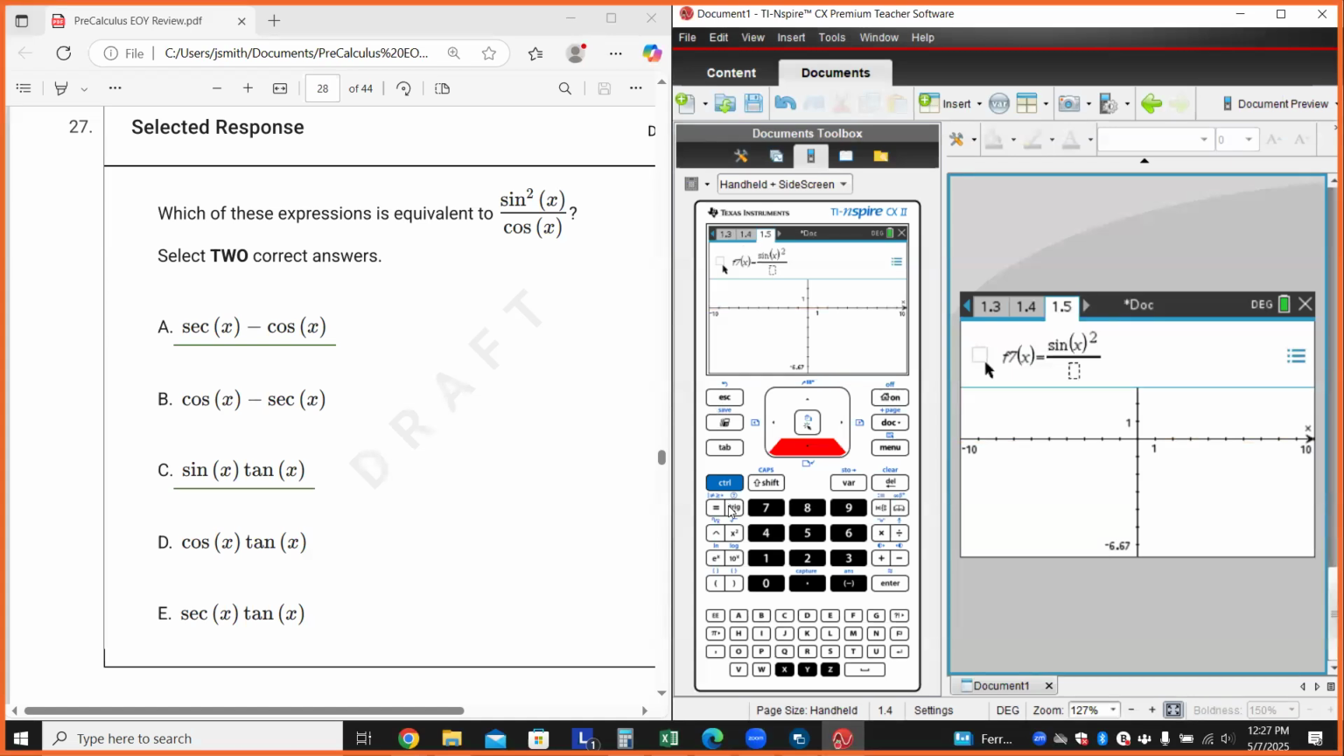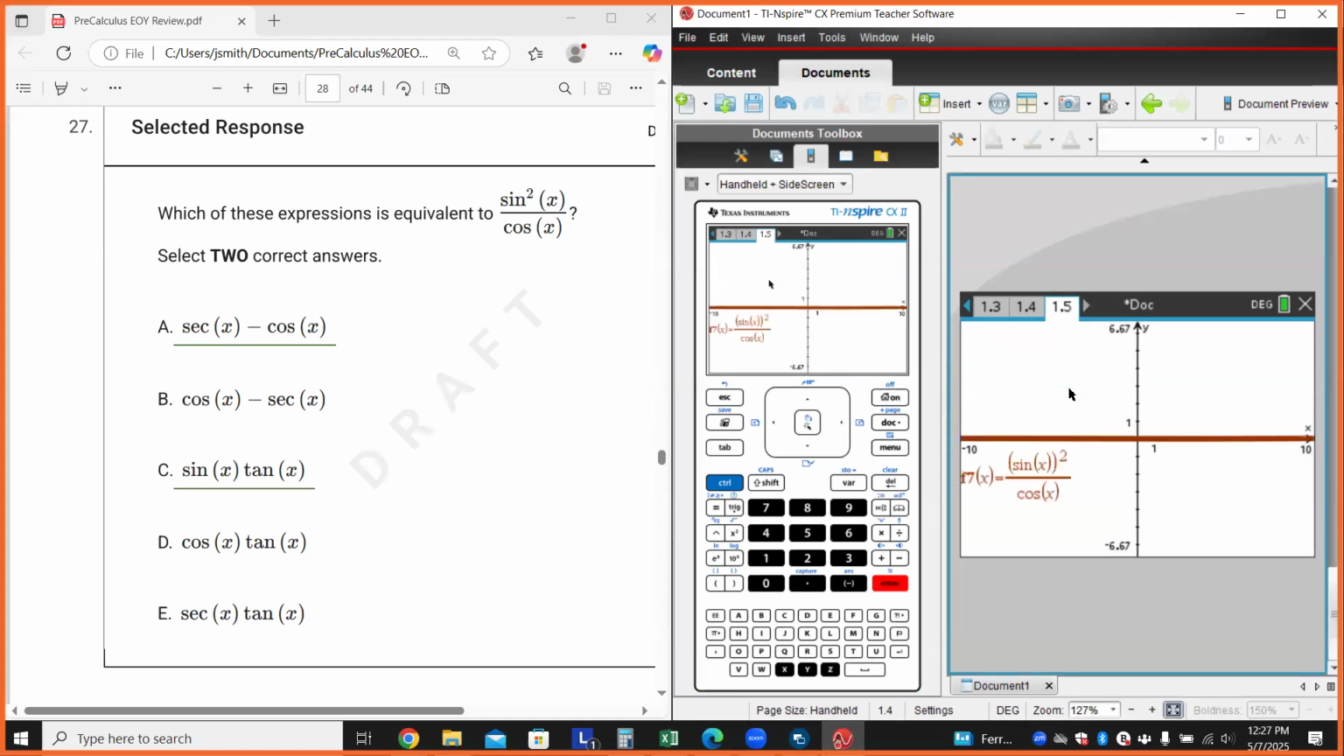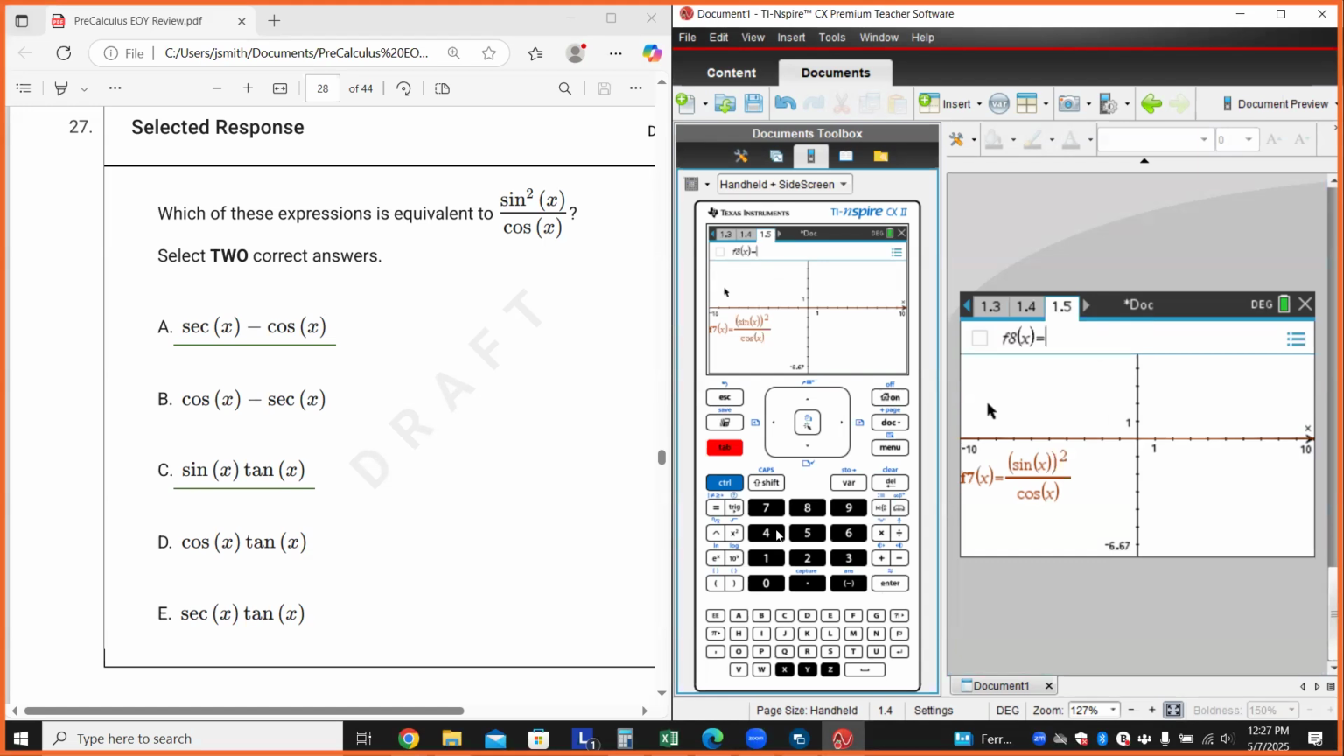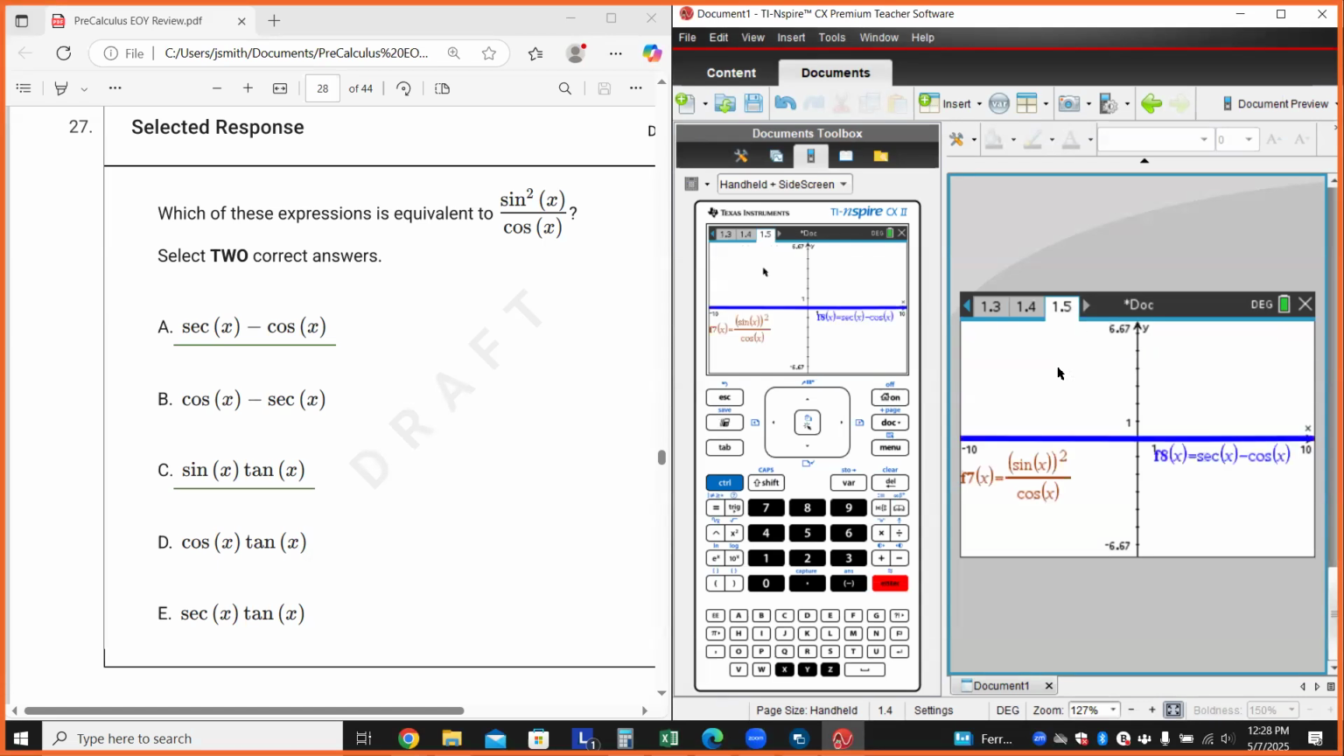And I'll do cosine of x next. And I get some type of brown line. So then I'll do tab. I'll do A next. I'll do trig secant x minus. You can see that blue line did go right on top of it, but this does say select 2 correct answers. So do make sure you go and find the other one.